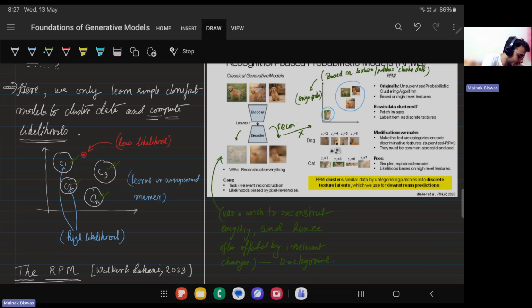Like if you do not really know the tags of this, later on you can just learn a linear classifier and call this a cat, you can call this a dog, because you have represented it in some lower dimensional space, which is separable.